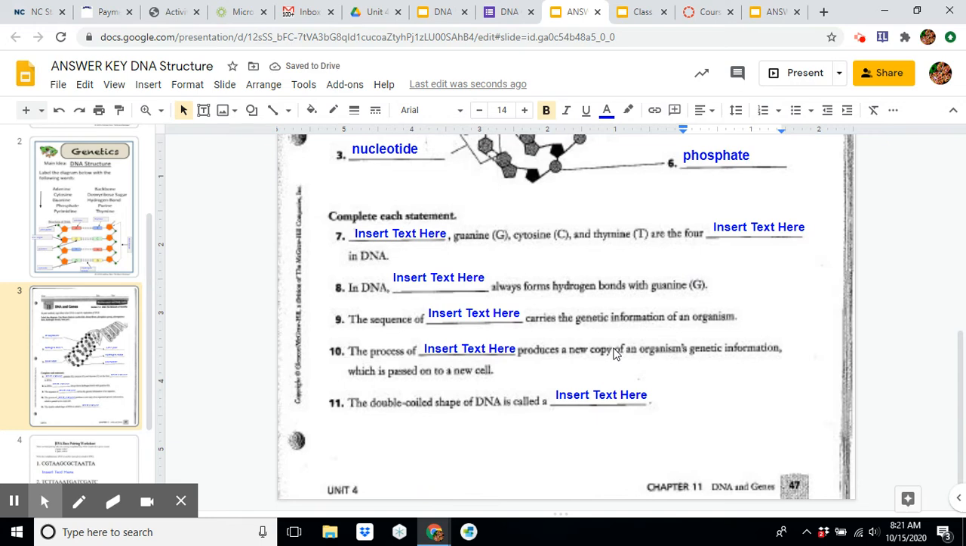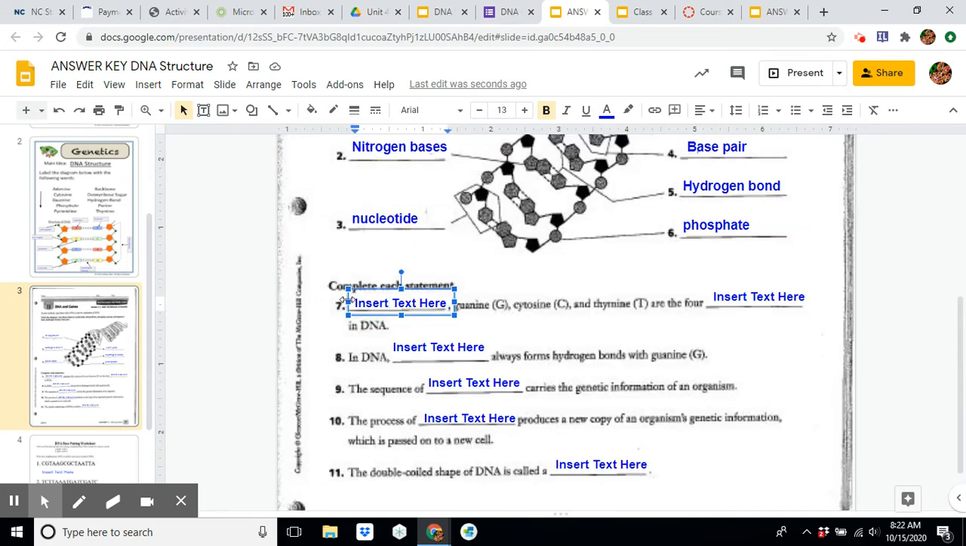Okay. All right, so now let's see if we can't figure out the statements. Something, guanine, cytosine, and thymine are the 4 bases. So the base that we're missing here in number 7, the one they did not write down, was adenine, which starts with an A. And we know that these are the 4 nitrogen bases in DNA. In DNA, blank always forms a bond with guanine. So the pair that matches with G is C, which is also called cytosine.